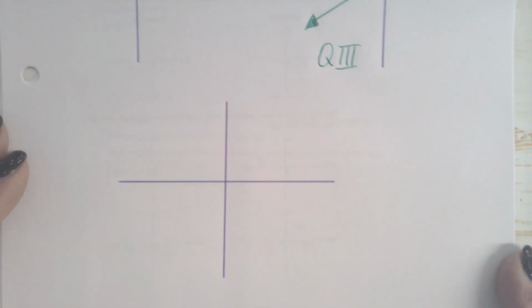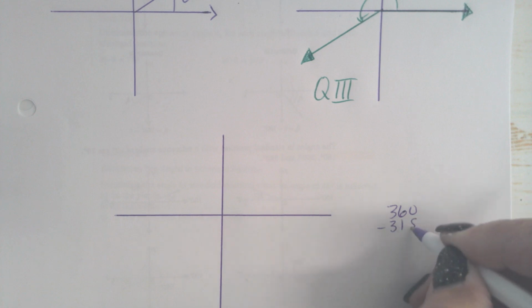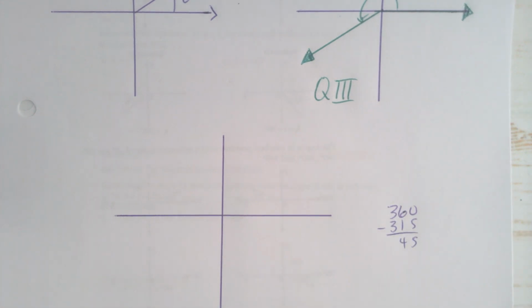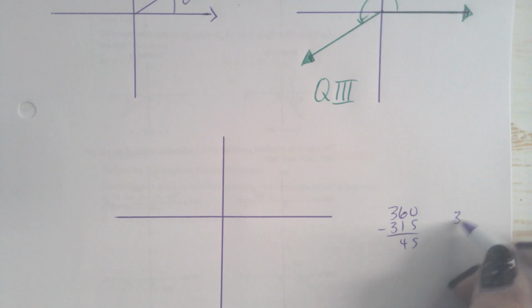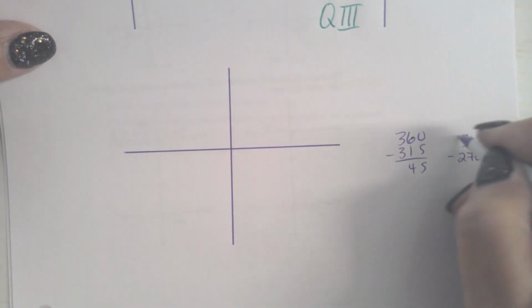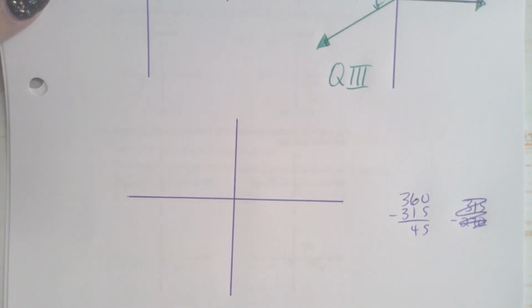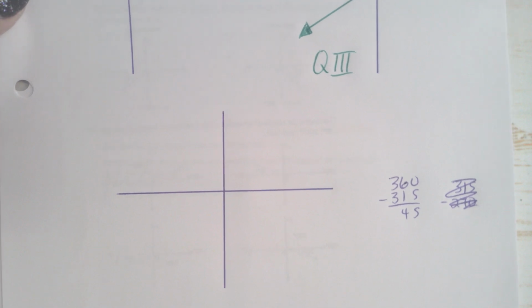So 315. Where would I put 315? Probably in the fourth quadrant. And how big would that angle be? 45. If you're not sure, you could do 360 minus the 315, which would give you 45. Or you could do 315 minus the 270, because this is 270 down. But I would use the 180, 360 thing, and I'll show you why 270 and 90 generally don't ever get used.